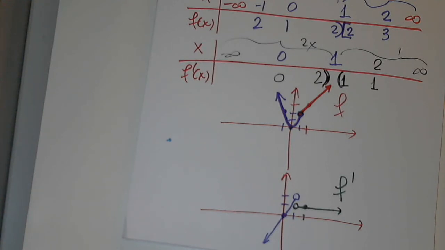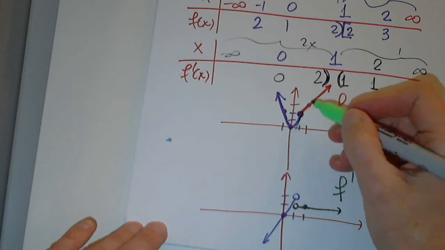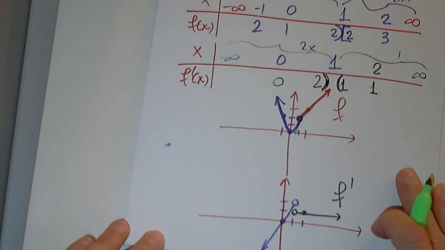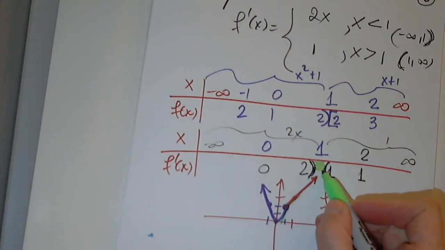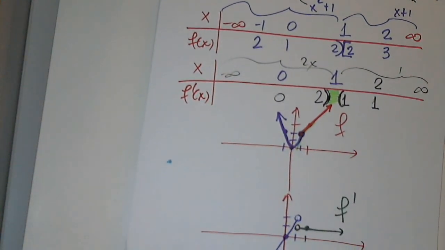No. The left-hand side has a slope of 2, the right-hand side has a slope of 1. So this one has a slope of 2, and this side has a slope of 1. So I can now guarantee the derivative does not exist at 1. What do we conclude about the function? If the derivative is not continuous at that point, in other words, then the function is not differentiable at 1.